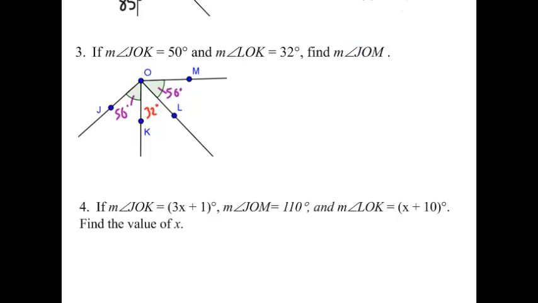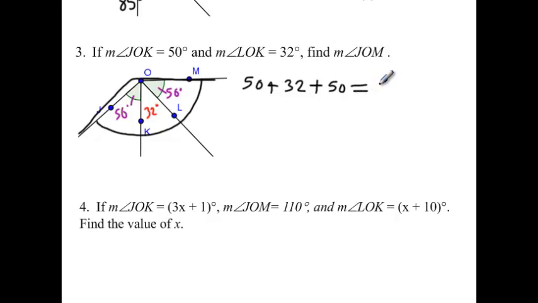And we're asked to find angle JOM. So we want to come along this angle here, JOM, or this entire rotation. I'm going to use the angle addition postulate and just add those together. So my three angle pieces are 50, 32, and 50 again. All added together makes angle JOM. And that gives me a grand total of 132 degrees.